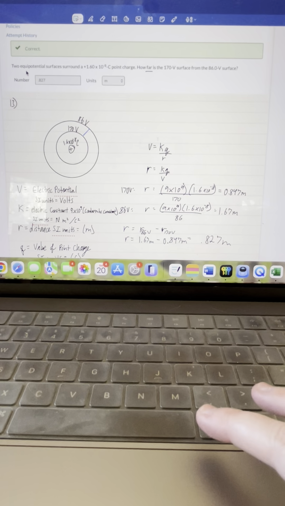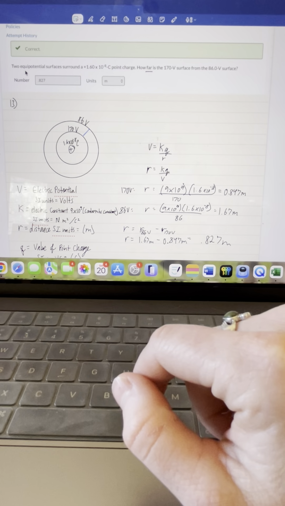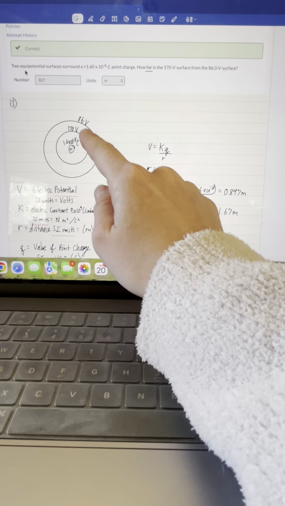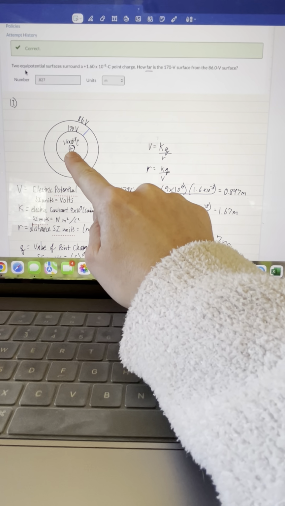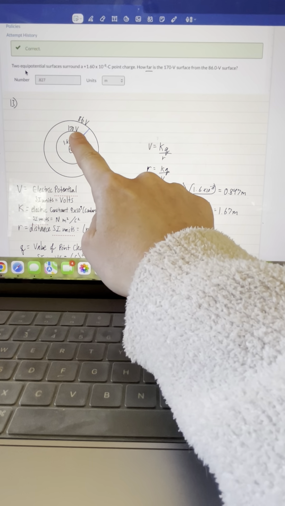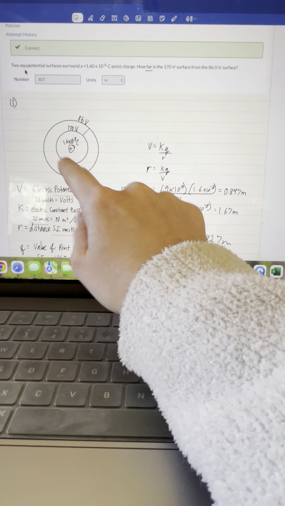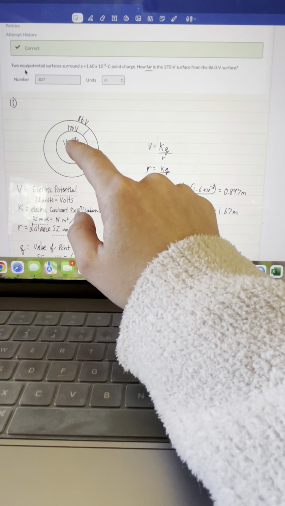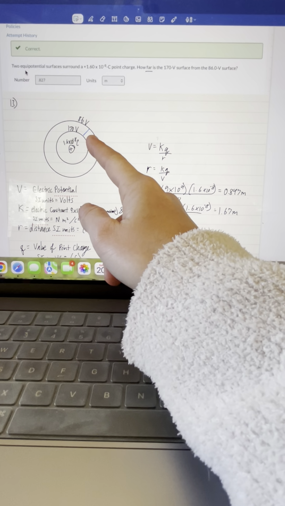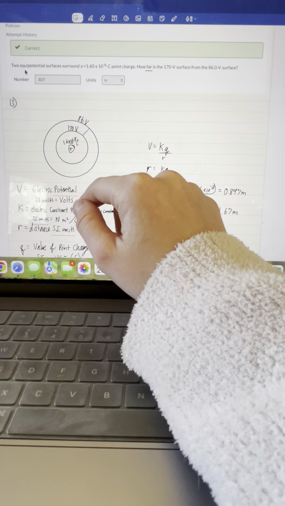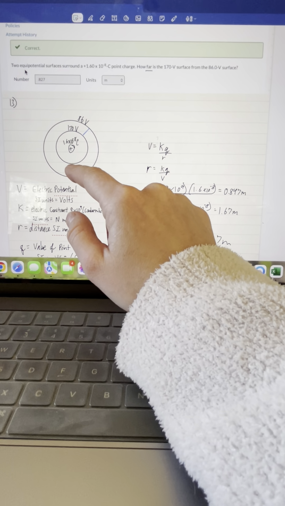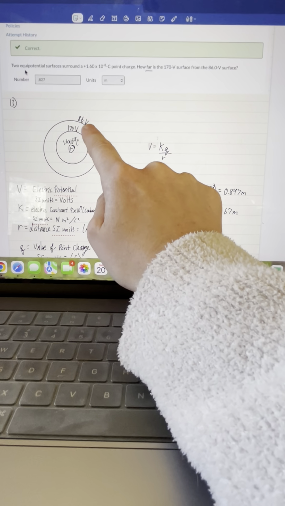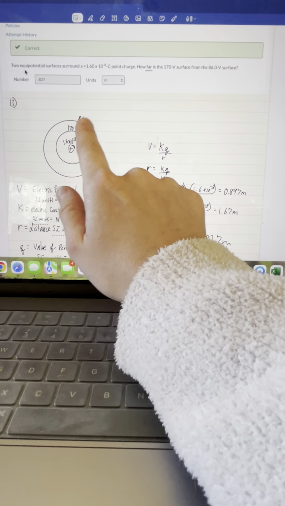For this, I know that it is two equipotential surfaces, so we're referring to a whole circle around this point charge. I was able to determine that the 170 volt surface is closest to the charge by doing the math, but also by knowing the rule that as you go farther away from the charge, your voltage gets smaller. So 170 volts would be the first distance we are measuring, and 87 volts would be the second. That's how I got that picture.